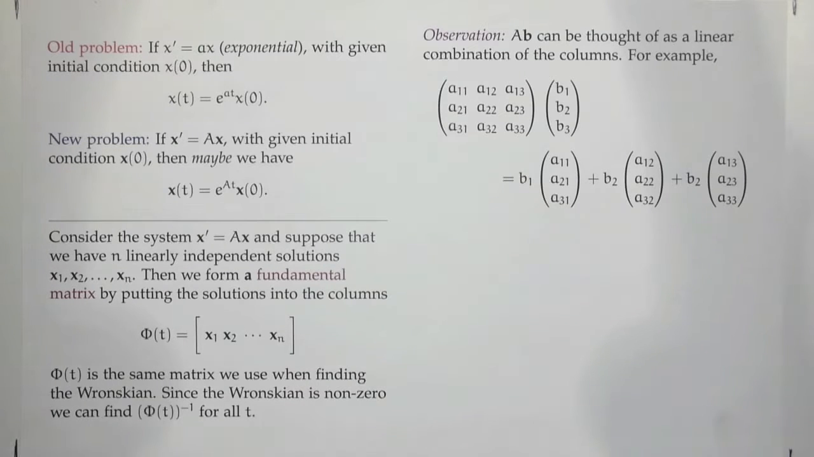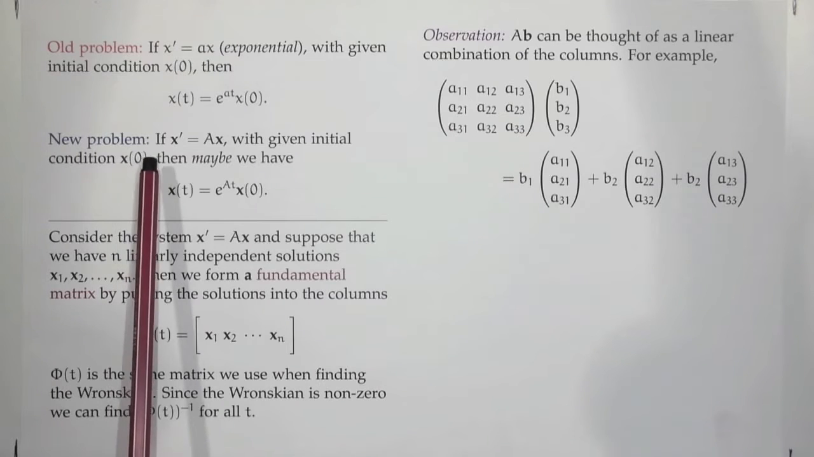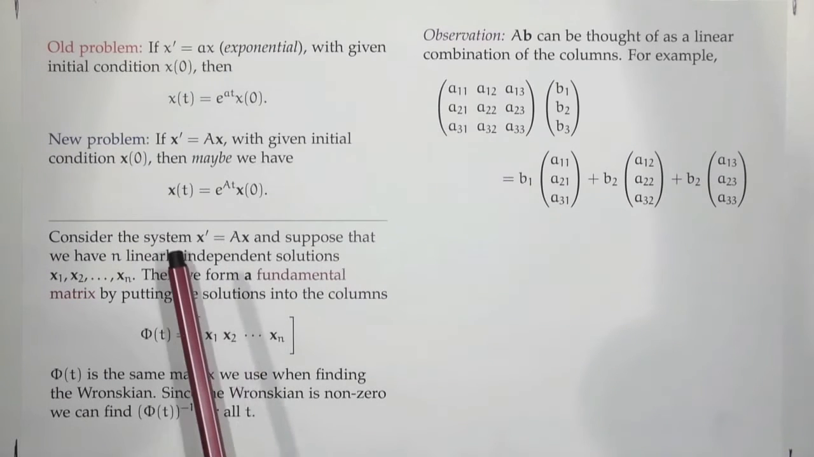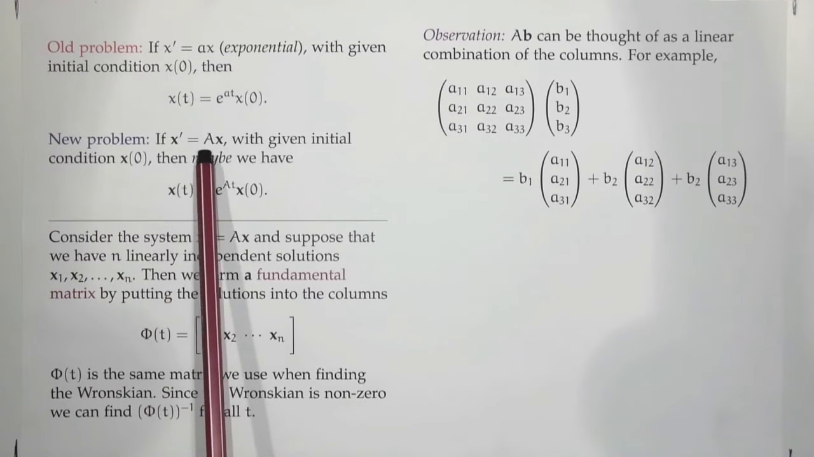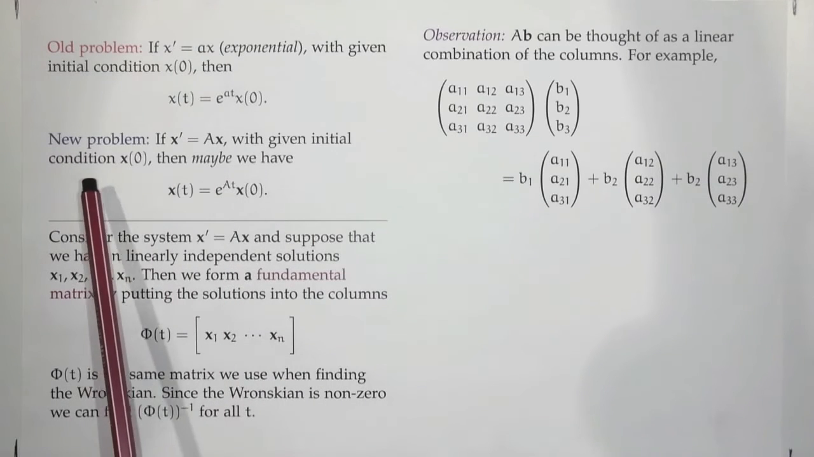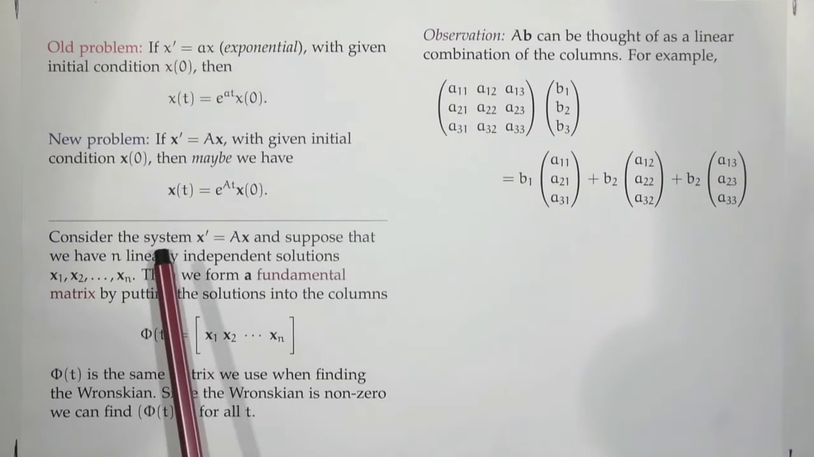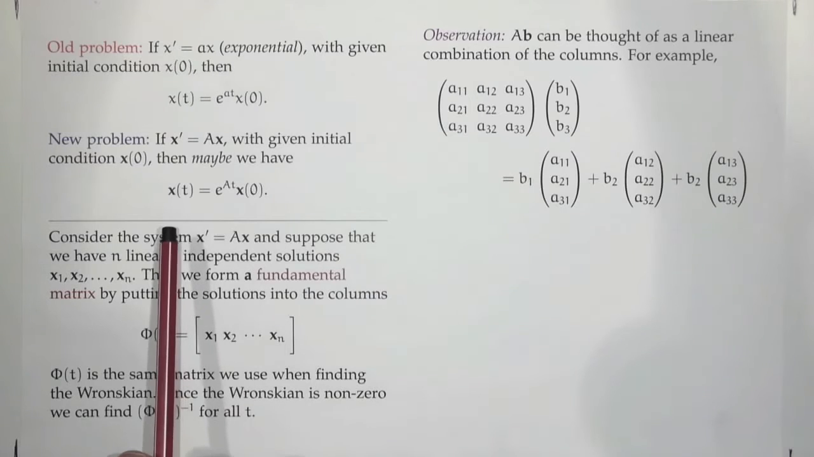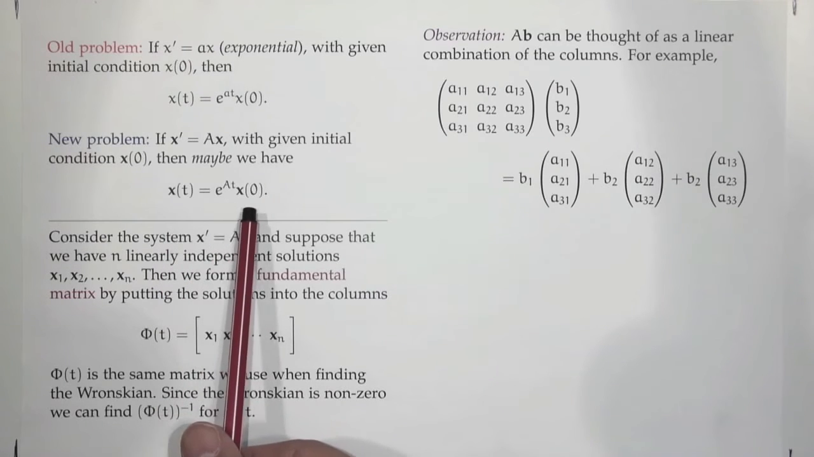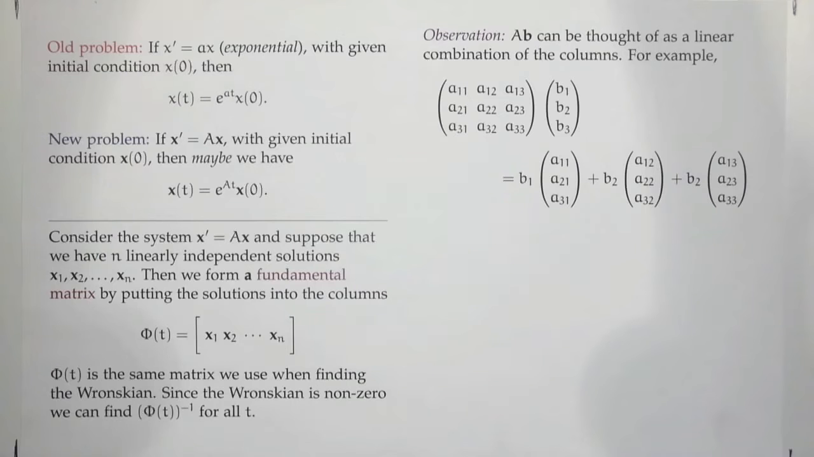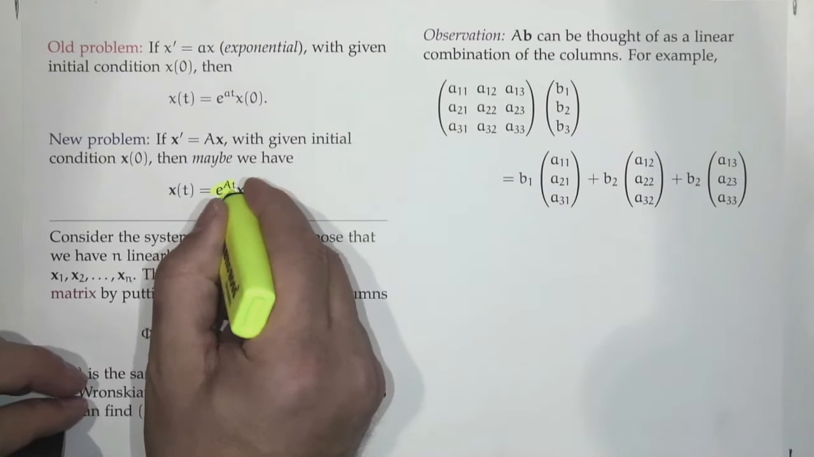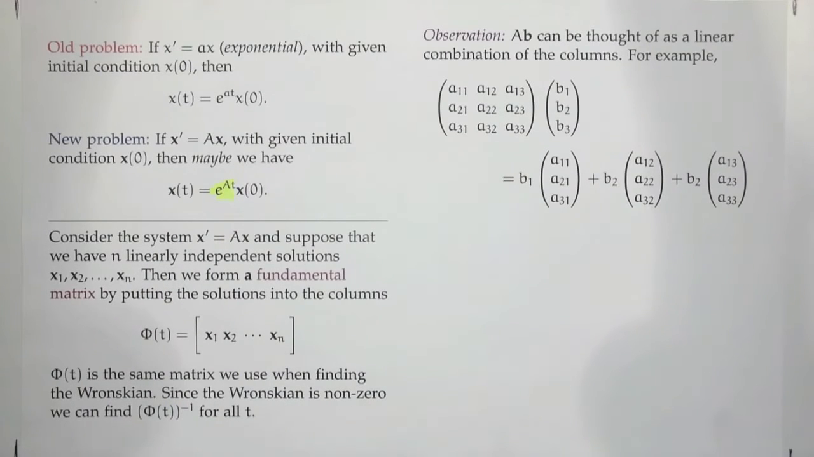Well, now, slightly different. X prime equals Ax, but capital A, a matrix, and we have initial conditions, not a number, a vector, but maybe we can still say our answer is e to the At x of 0. So our goal for today is basically to say, what is this? Does that even make sense? And how do we find it? So that's where we're going for today. That's one of our two topics this week.